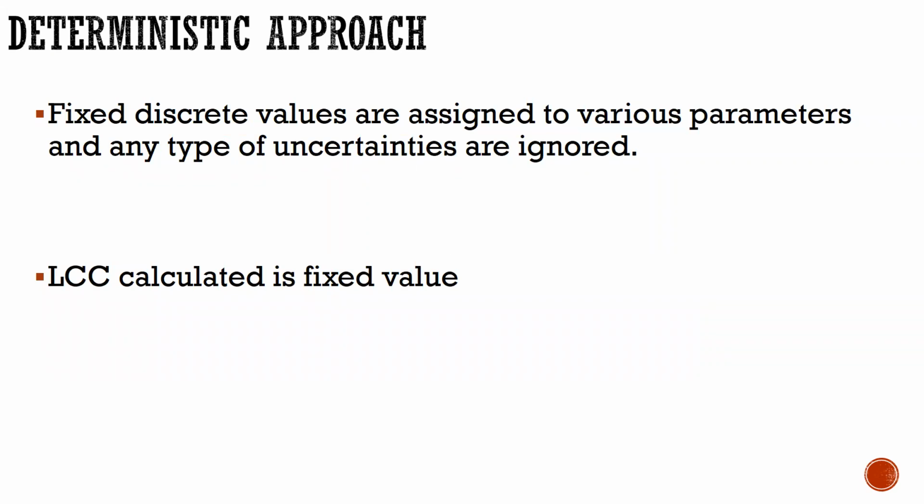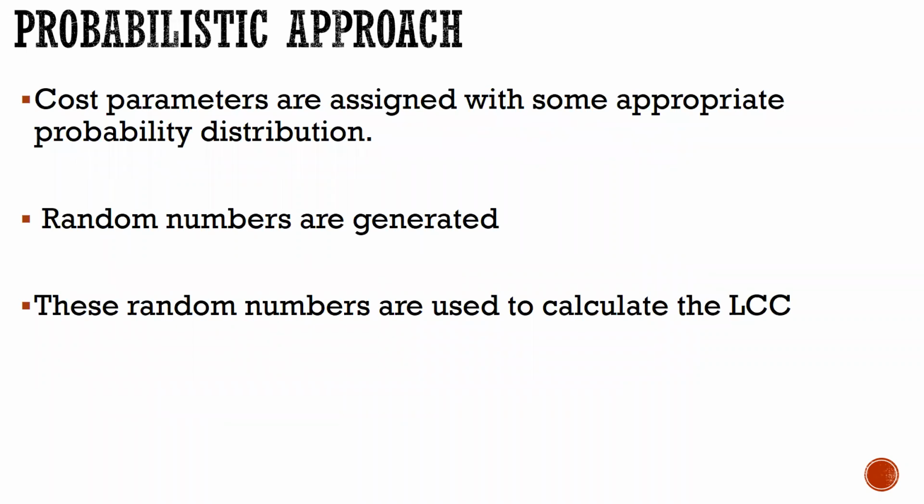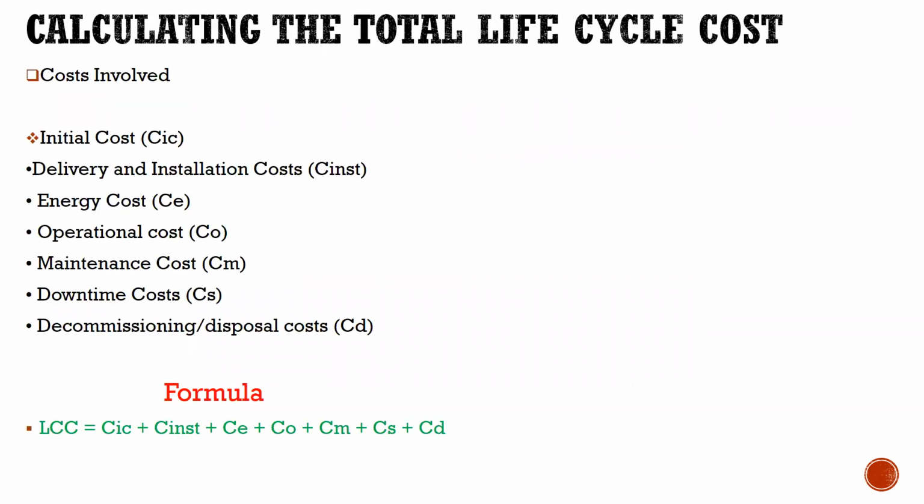So here are some more details on the deterministic approach. Fixed discrete values are assigned to various parameters, and any type of uncertainties here are ignored. That is what we say, the exact values are used to calculate the life cycle costing. And for the probabilistic approach, cost parameters are assigned some appropriate probability distribution, such as random numbers. You generate random numbers, then from the random numbers, you calculate your life cycle costing.